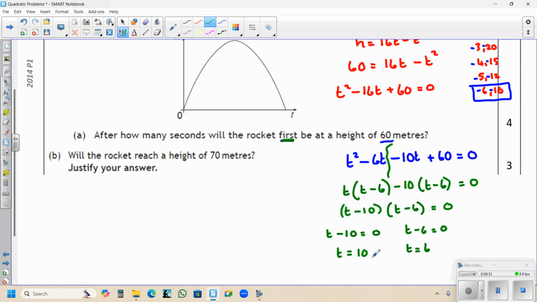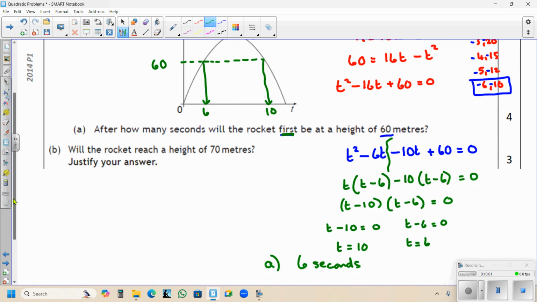So it's at height 60 twice, at 6 seconds and at 10 seconds. So say 60 meters is there. I'm just drawing that on the graph. It's going to hit there, and in that case, if that was drawn in the graph, that time there would be 6 seconds and that time there would be 10 seconds. So the first time that it reaches 60 is after 6 seconds. So part A is 6 seconds.